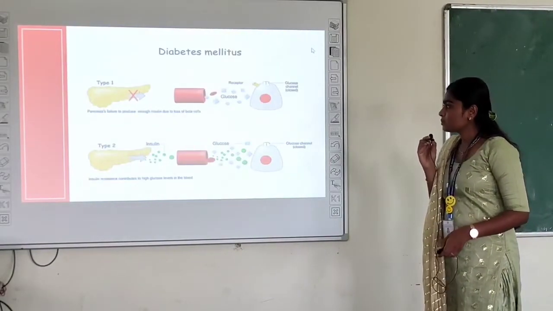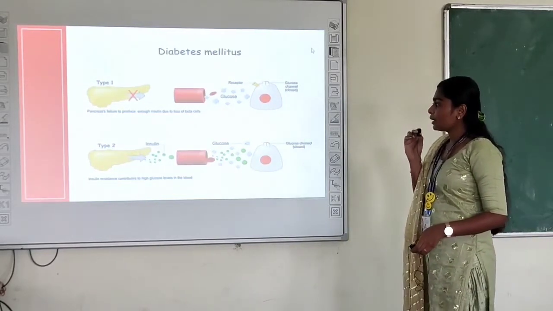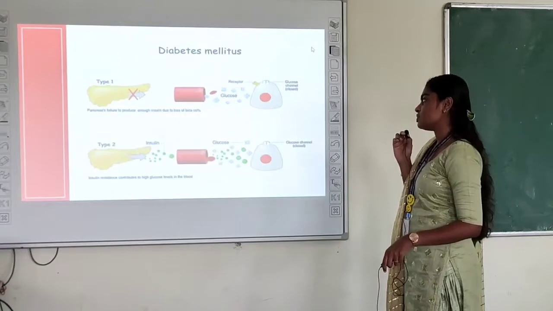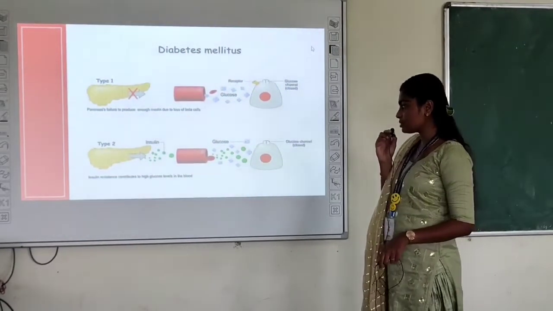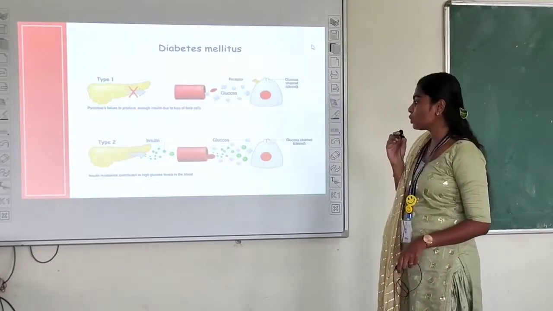Types of diabetes mellitus, type 1 and type 2. Type 1 is due to pancreatic failure to produce enough insulin due to loss of beta cells. In type 2, insulin resistance contributes to high glucose level in the blood.